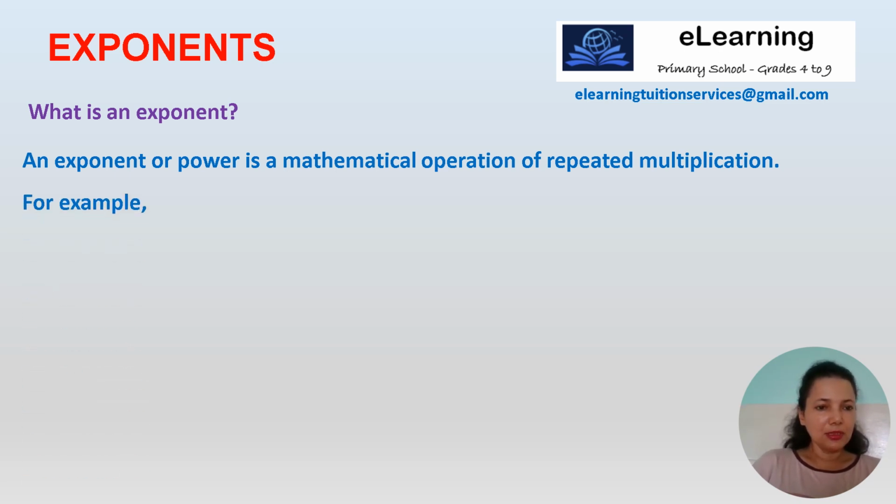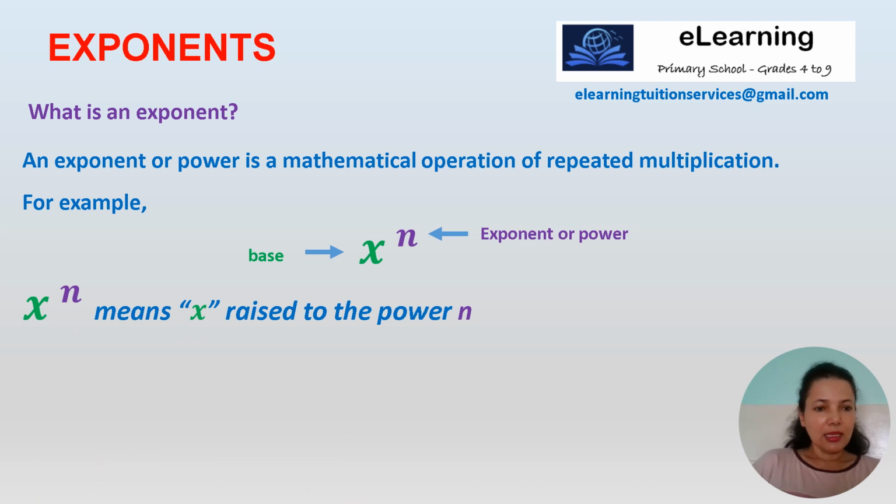For example, if we look at x^n, now x is basically the base number, okay? And then n is going to be called the exponent, or we call it a power. So when we refer to x^n, it basically means x is raised to the power n.